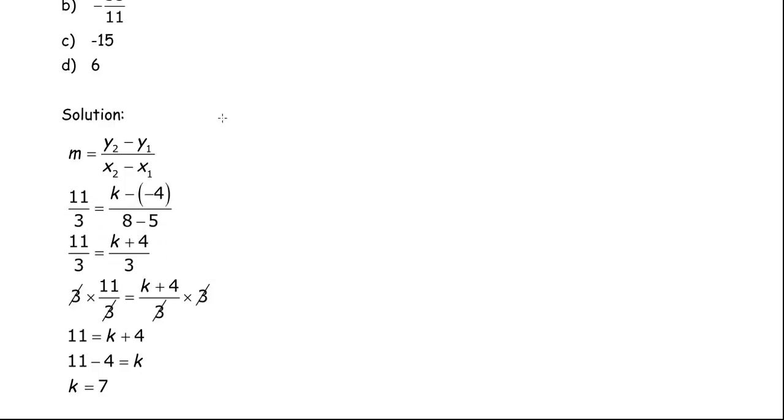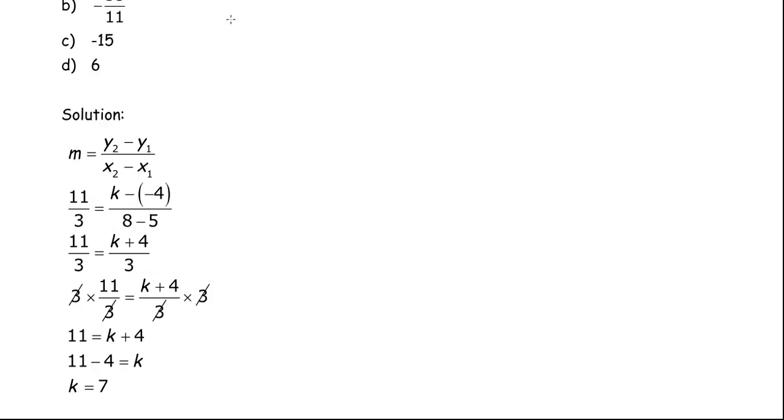The denominators are both 3. So what I'm going to do is multiply both sides by 3 to get those denominators to divide out. I took the 11/3 and multiplied by 3, and took the k plus 4 over 3 and multiplied by 3. The whole purpose of that is so that this 3 divides out with the 3 we multiplied by, and then we're just left with 11. And these 3's divide out, and we're left with k plus 4 on the right.